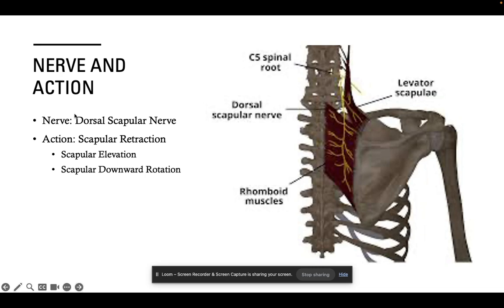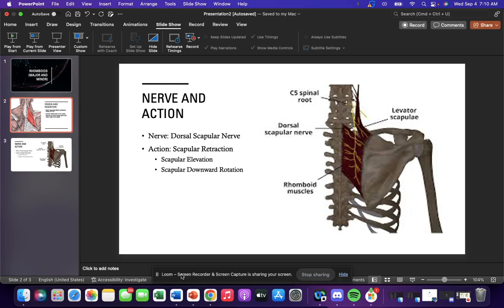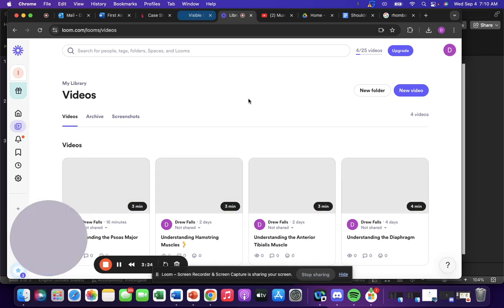The nerve that makes everything happen with those rhomboids is the dorsal scapular nerve. And there are a couple of different actions, kind of like the psoas major I talked about earlier. The biggest one is scapular retraction. Other ones are scapular elevation and scapular downward rotation. So as we switch over to Visible Body, we can see how that muscle pulls that scapula.